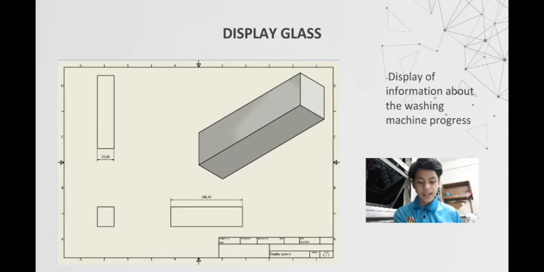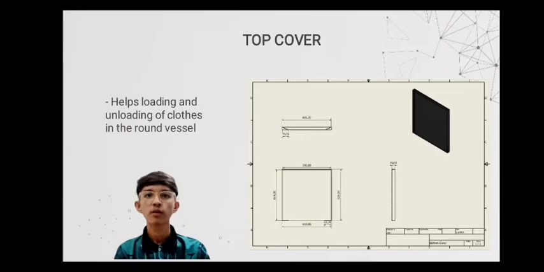Display glass is a display of information about the washing process in the washing machine. The thickness is 25 mm, the length is 106.45 mm, and the height is 28.70 mm.